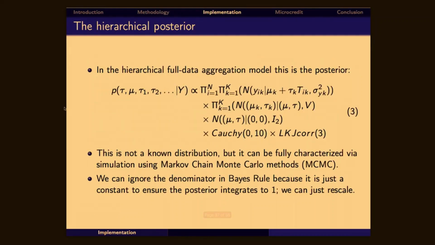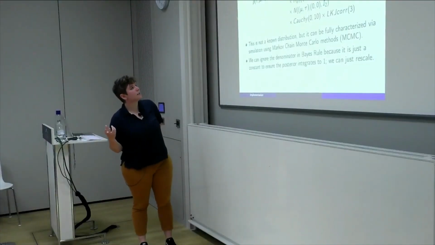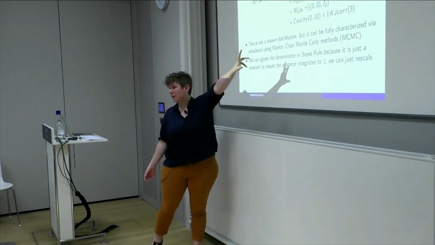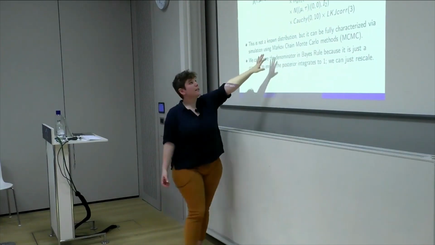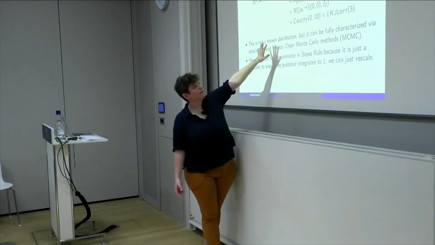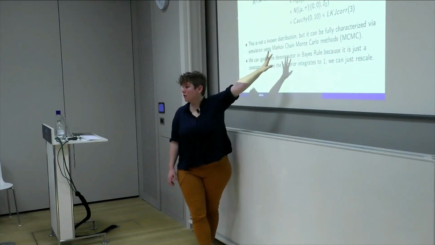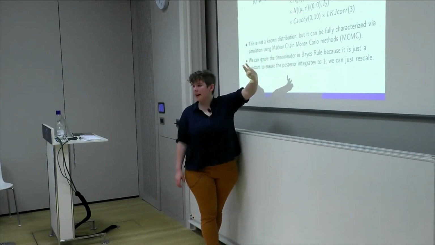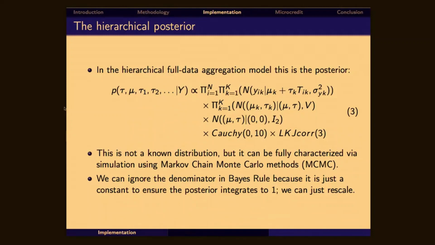Okay, so just to give you an indication of how bad this problem is, the model that I showed you before that has this joint hierarchy on mu k and tau k, this is the posterior distribution. And this is not a known distribution. So this cannot be characterized analytically. We don't know what that distribution looks like. Now, if I plug in data and parameters, I can evaluate it, but I can't generally characterize it.